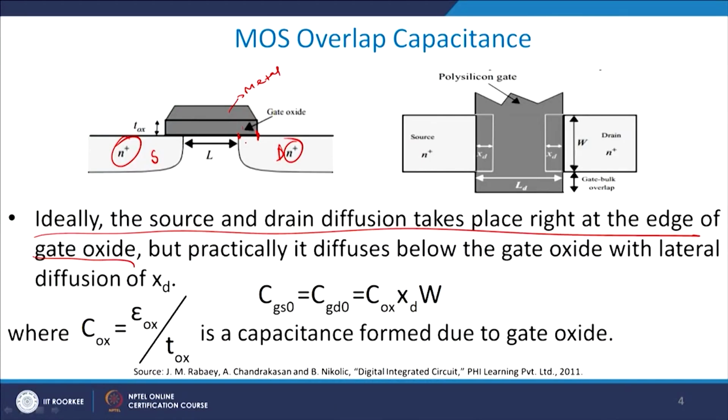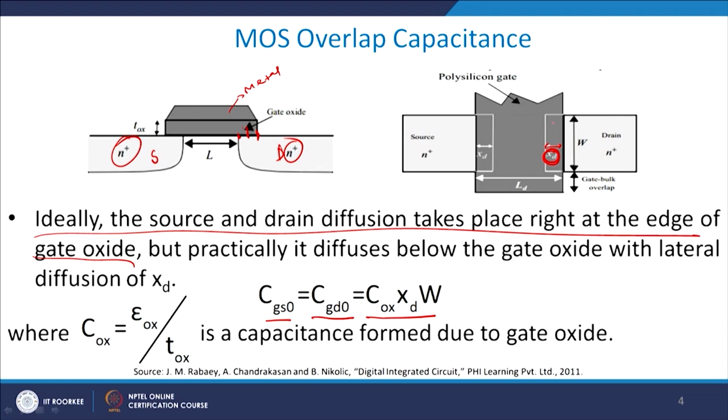Fine, and as a result you will have some capacitance available at this particular point. So, if there is lateral diffusion and because of this you have an extra xd as the lateral diffusion length, then we define CgSO and CgDO as C oxide into xd into W. I suppose you can understand why, because xd is this, and W is basically this dimension W.